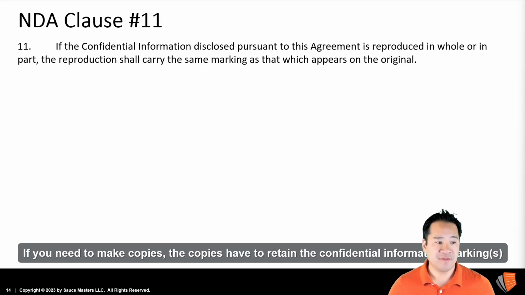Clause number 11 effectively says if you need to make copies, you can, but really only to satisfy the purpose. That's again what you defined in clause 1. And if you make copies, those copies have to retain those confidentiality markings.